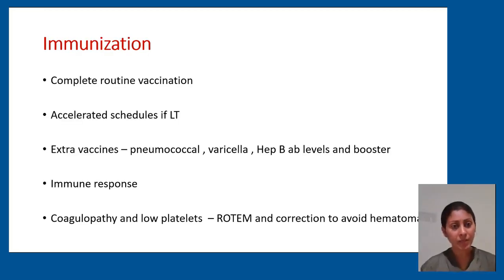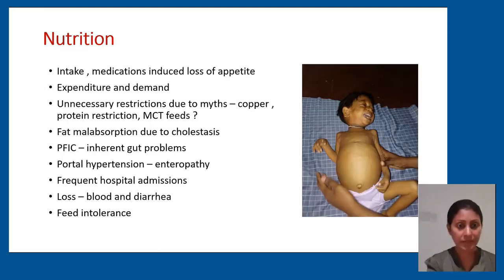A little note on immunization. It's very important if you see a child with chronic liver cell disease to complete routine vaccination. That is important as for any other child. And sometimes you might have to give accelerated schedules if you are planning for liver transplantation, because following liver transplantation, they would be on immunosuppressive therapy. So you might have to give the vaccines before that.